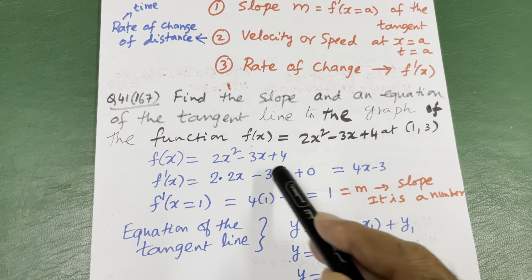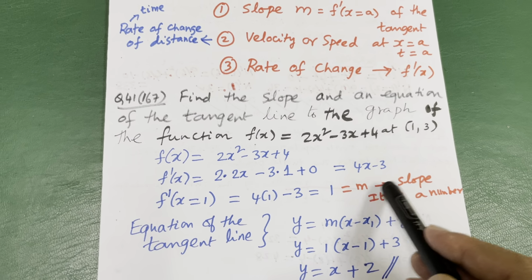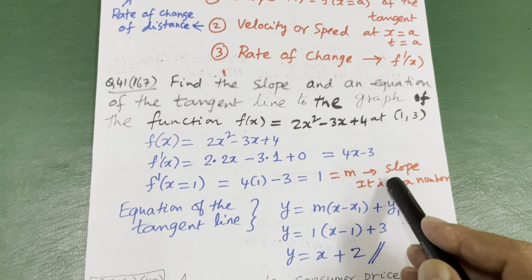What do you mean by slope? The derivative at the point is called the slope. It is a number. Slope is a number.